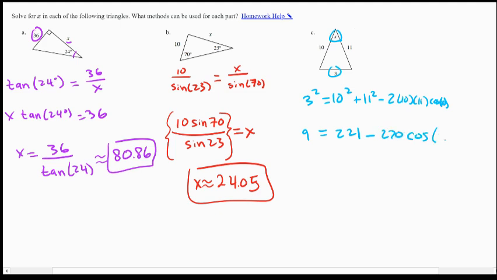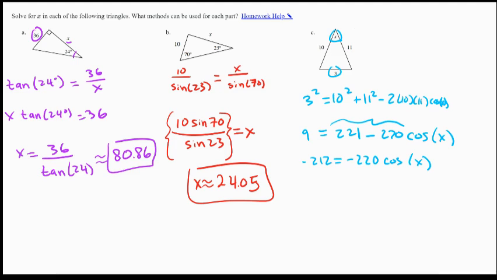Cosine of x. I'm going to subtract 221 from both sides to get negative 212. And now this is the step that people make the biggest mistake on, is they try to combine 221 minus 220, where we have to subtract 221 first, and then I'm going to go ahead and divide by negative 220 to get cosine by itself.